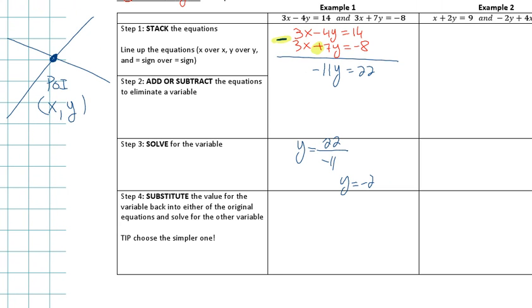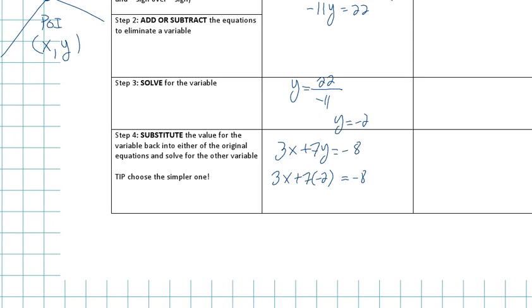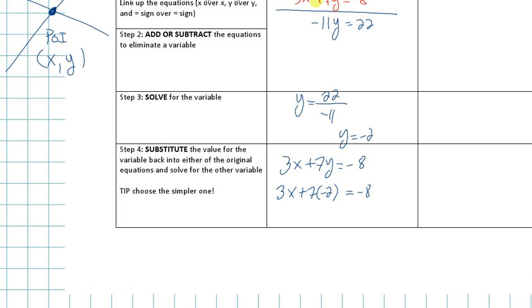3x plus 7. Instead of y, you know what, I'm going to write this whole thing. Instead of y, what am I going to replace it with? -2. So 3x plus 7 times -2 equals -8. What's 7 times -2? What's 7 times 2? -14.